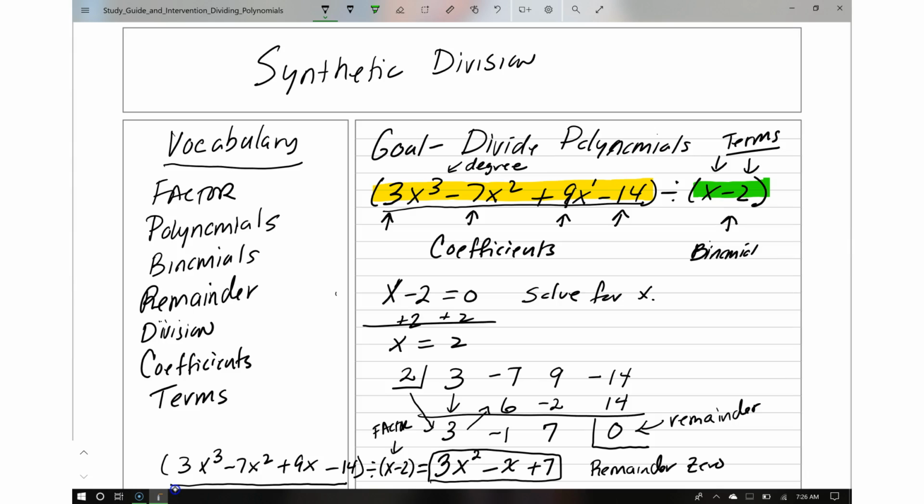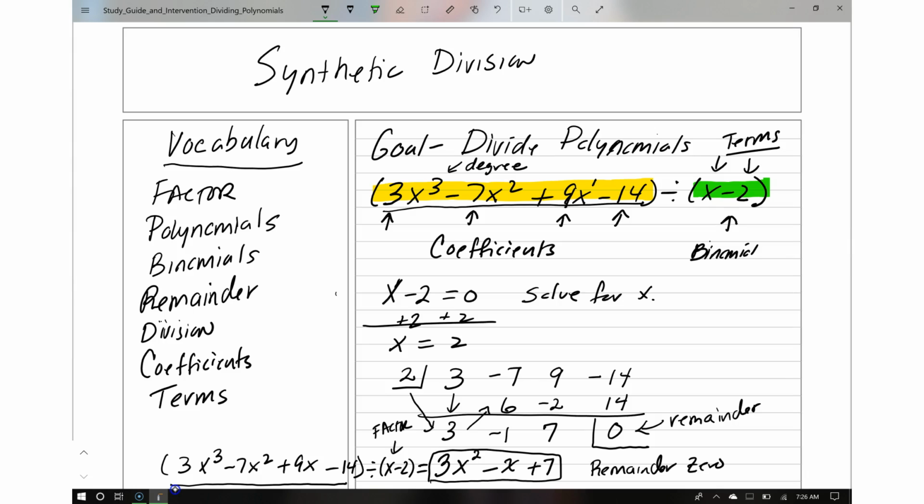So just to review, we use synthetic division to divide 3x cubed minus 7x squared plus 9x minus 14 by x minus 2. What you have to do first is solve for x. So you have x equal 2. You put the 2 in the corner, and then you list the coefficients. You bring down the 3. You multiply 2 times 3, which gives you 6. You're going to subtract or add these two numbers here.